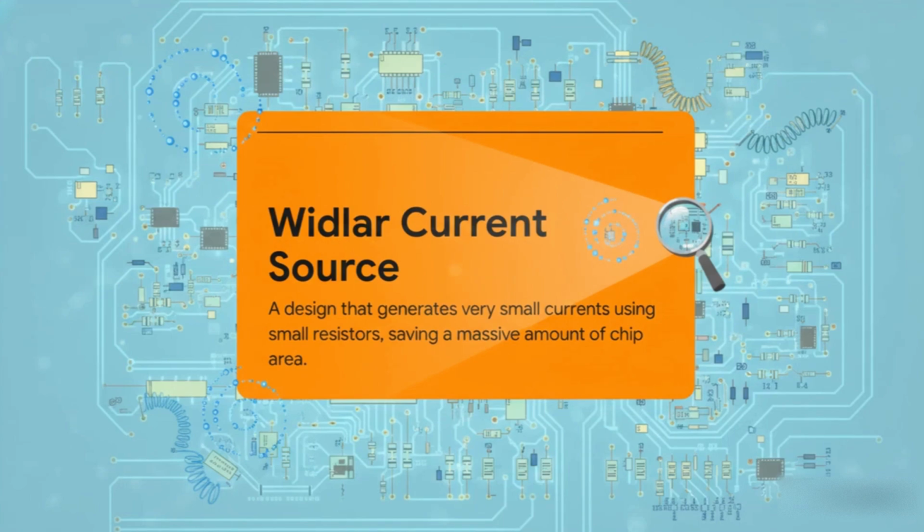Then there's the Widlar current source. This thing is just brilliant. It solves a really common problem. How do you create a teensy tiny current, like in the nanoamp range? Normally, that would take a resistor the size of a football field. But this design uses a tiny resistor and some transistor magic to generate that little trickle of current, saving a massive amount of chip space.